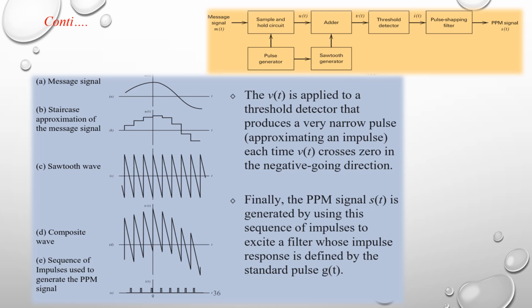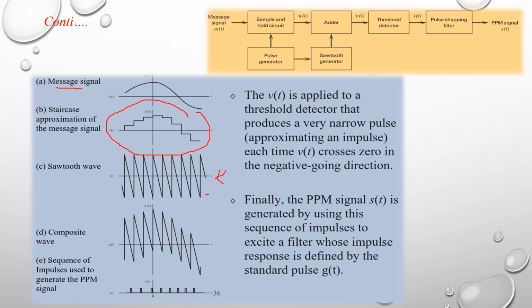So this is the message signal. The message signal is applied to the sample and hold circuit. So this is the sample and hold circuit output. This is the staircase approximation of the message signal. So this is the staircase approximation of the input signal. So this is the sawtooth wave. The sawtooth generator generates this waveform.